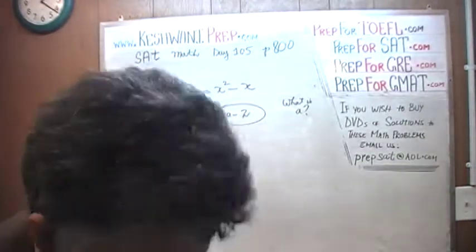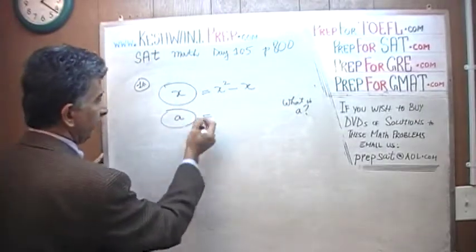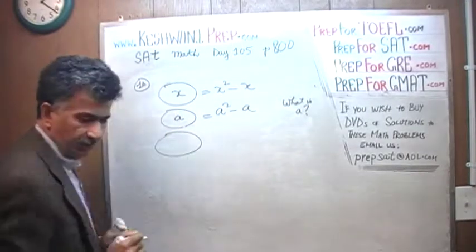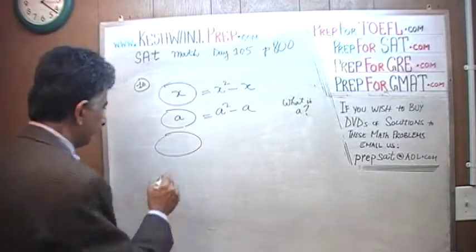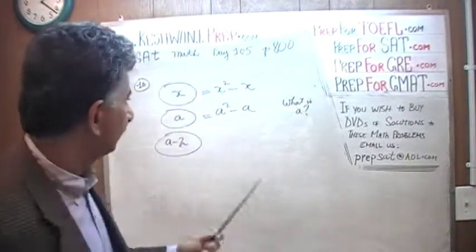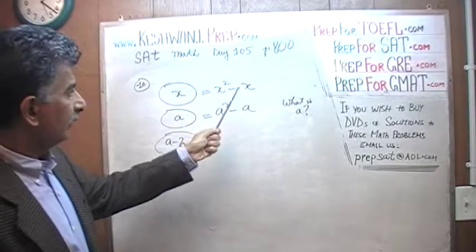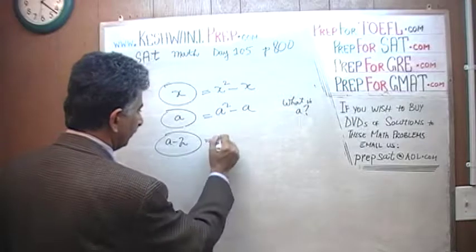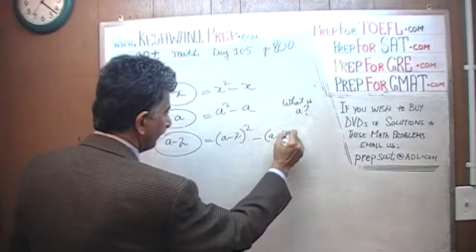If we have A in a circle, we just replace x with A and we find A squared minus A. And in the next one, I keep calling it circle, but of course it's not a circle, it's more like an oval, but it doesn't matter, we have A minus 2. Again, all we have to do is go back to our original instructions. We are told that whatever we see in the oval, we have to square it and subtract from it whatever we see in the oval. So in the oval now we have A minus 2. So we're going to square it: A minus 2 squared minus A minus 2.